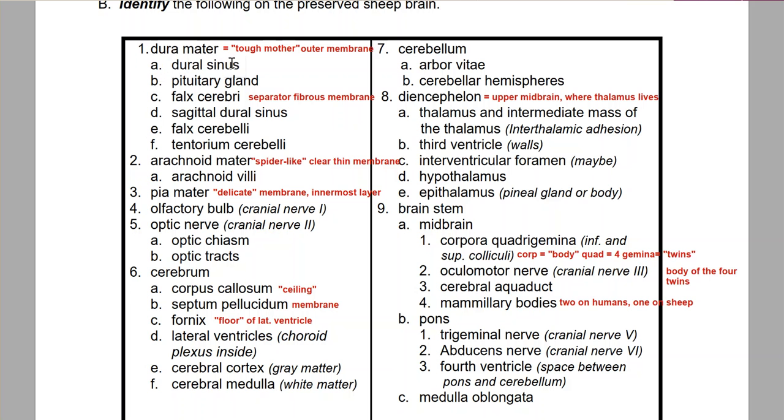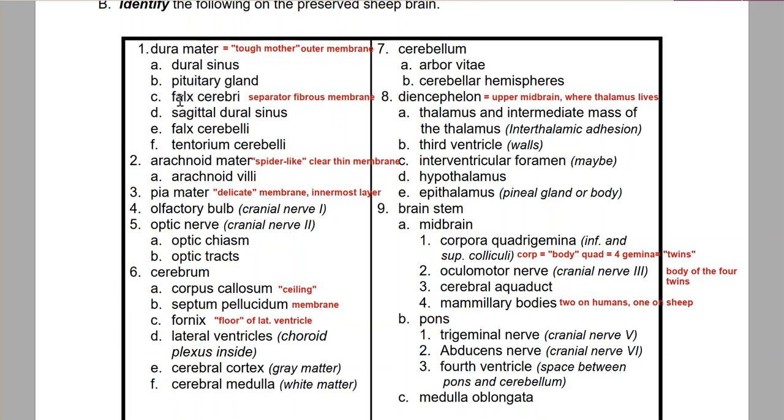And so you have a dural sinus, which is like two layers of dura mater that have a venous sinus underneath. So all of your venous blood from your brain gets drained into a dural sinus, and then it exits through your jugular veins and stuff. Your pituitary gland is outside of your brain, and so it's wrapped in the dura mater.